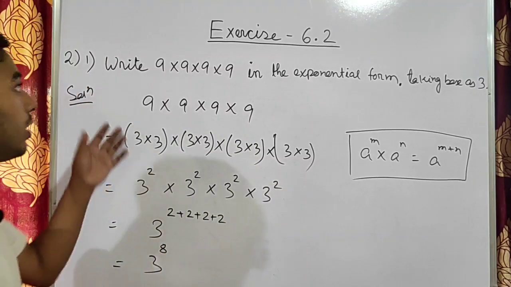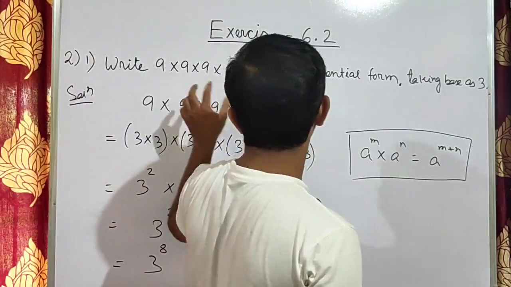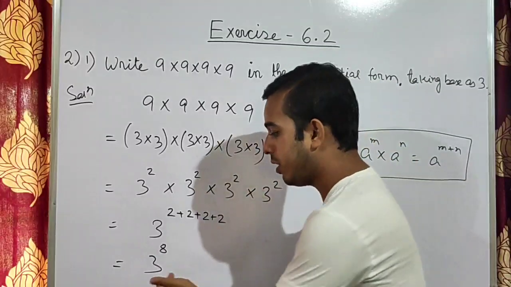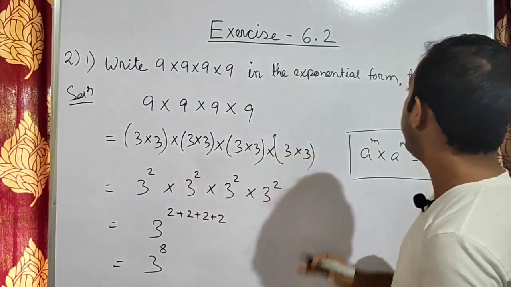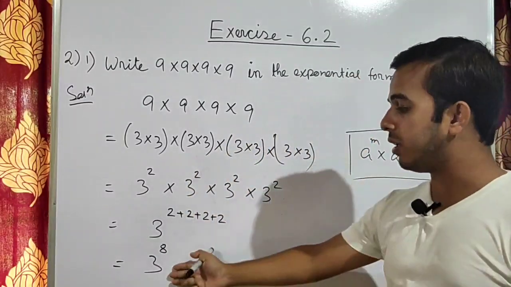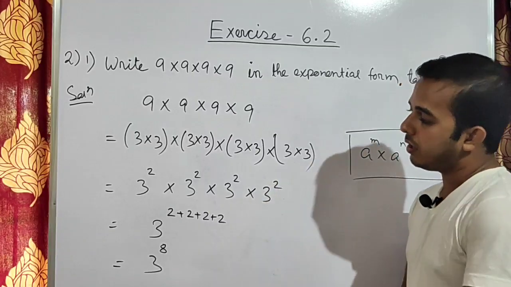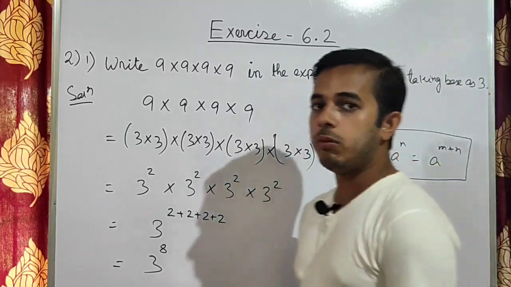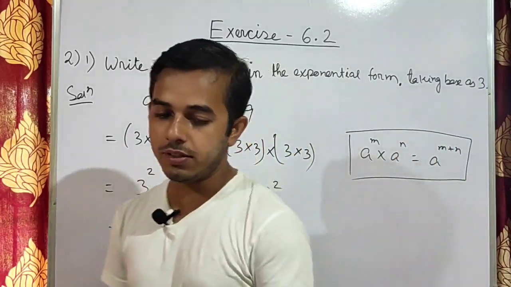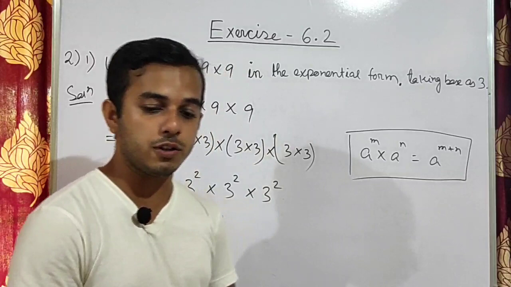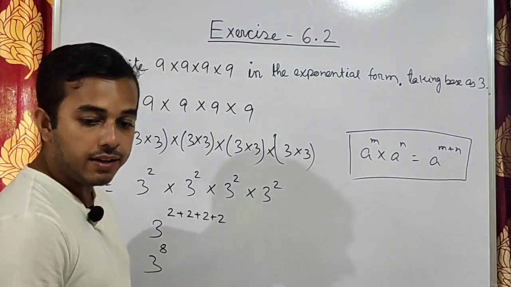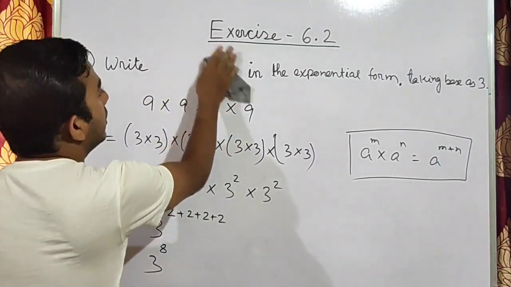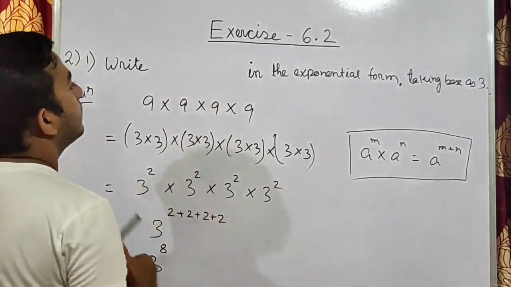Now clear? Look, we have expressed this form, that is 9 into 9 into 9 into 9, in the exponential form. Yes, this is exponential form, right? And it also has base 3. So this is how we can solve such type of questions. It will be better if we solve another one, that is Roman number 2 of our textbook. Here, write 8 into 8 into 8. Same question, just the numbers are different.